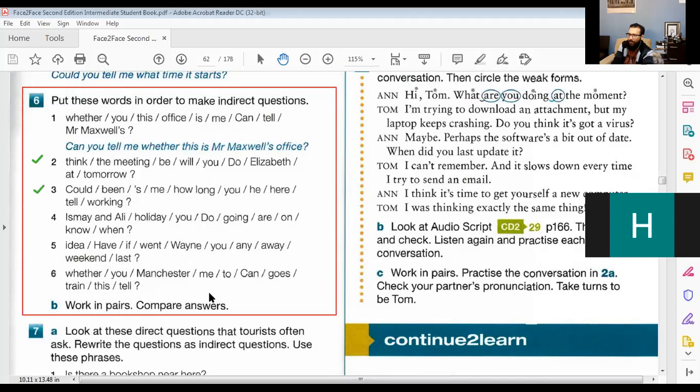Okay, so now what about number 4? Do you know when Ismail and Ali are going on holiday? That's correct. But it's not Asma, it's Ismail. But Asma, it's okay. If you want, Asma isn't a problem. But it's correct. The order is correct. Yes. All right, nice.